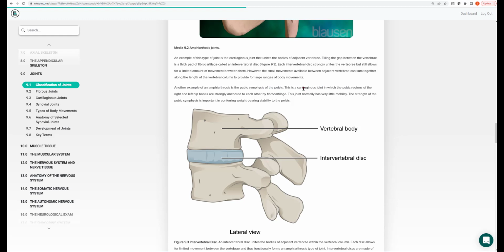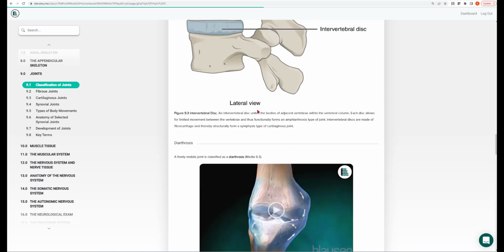There is a big chunk of cartilage here, and that cartilage makes this a cartilaginous joint, but it also has a little bit of movement, and that movement is especially evident during childbirth, where the pelvis expands for childbirth, and so this is an amphiarthrotic joint.